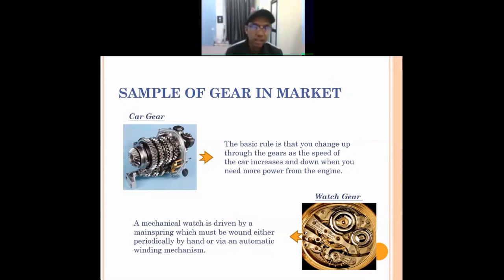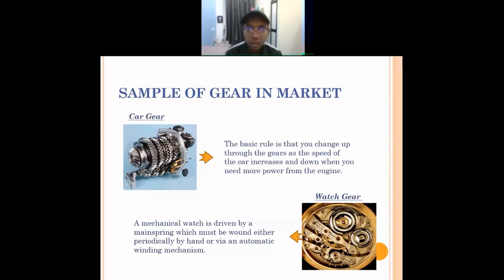I will explain about the sample of gear in market. So, in market, there's a variation of sample of gear, and one of them is a car gear. So the basic role of the car gear is that you change up through the gear as the speed of the car increases and down when you need more power from the engine.